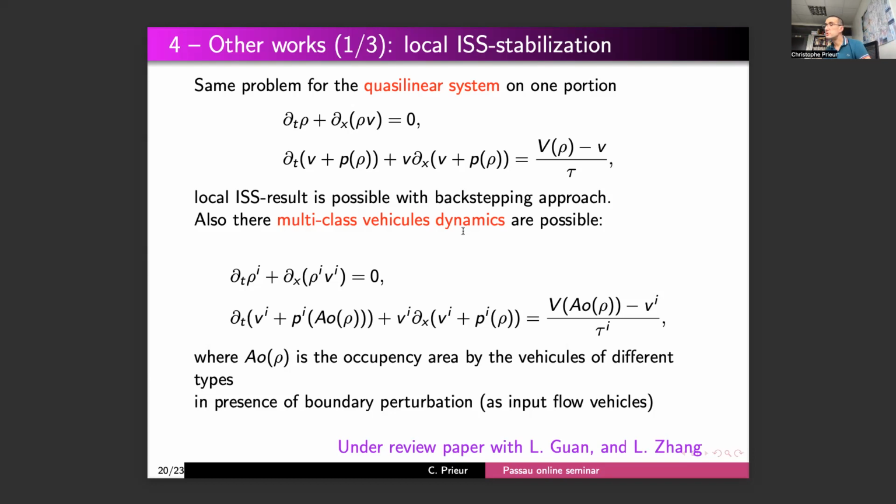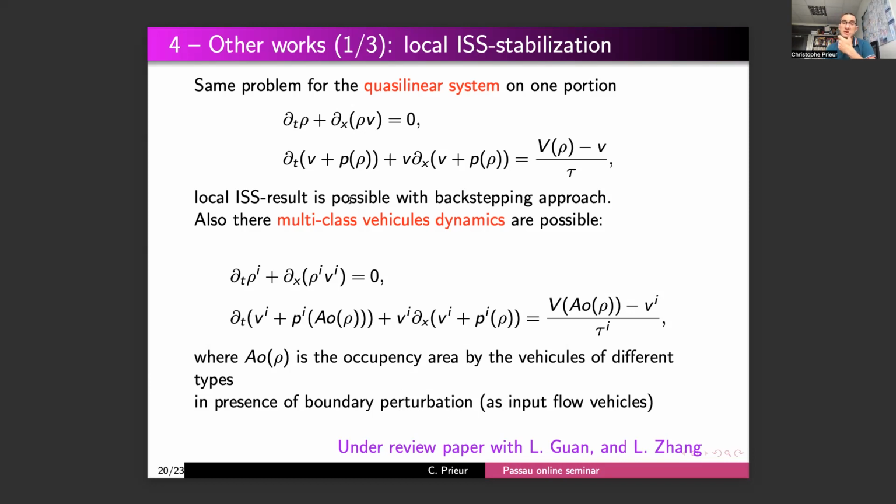And of course, the pressure of a truck is different than the pressure of a bicycle. So to be more specific, you have some models that are a variation of the Aw-Rascle-Zhang model, given by the occupancy area, and the occupancy area depends on the density rho, which could be either from trucks or from small cars or small bicycles. And the relaxation term also depends on the area occupancy function. So this is just a variation of the Aw-Rascle-Zhang model, for which we have dealt with input to state stability, or local input to state stability, for quasi-linear systems.